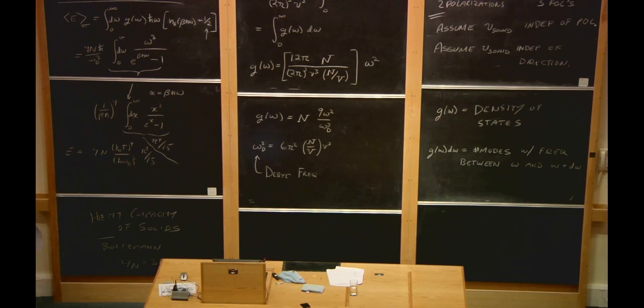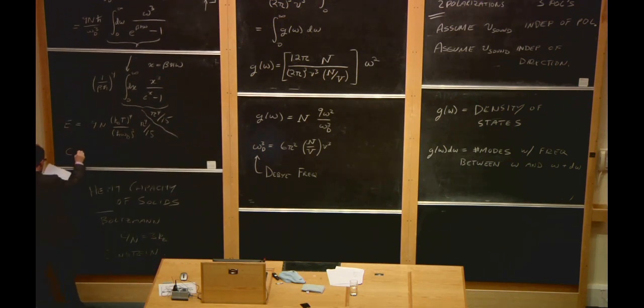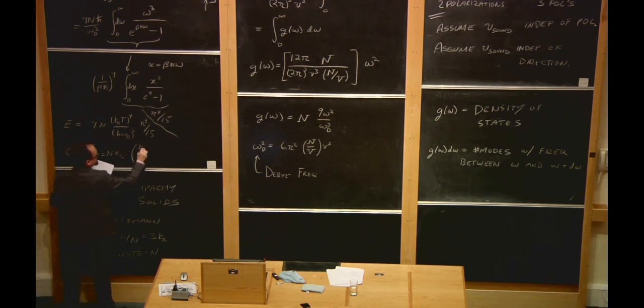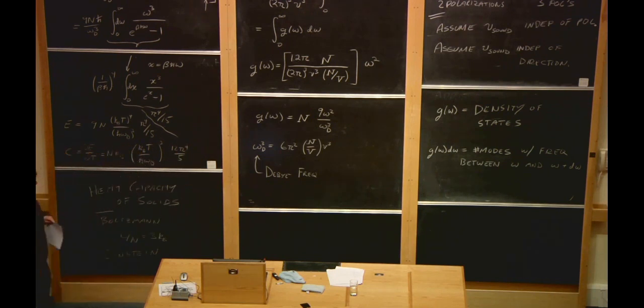Okay, good. And then, of course, we can differentiate this to get the heat capacity. Heat capacity is dE dT. And, okay, so it's N k_B, T over h bar omega Debye cubed, and then I guess 12 pi to the fourth over 5. So that's the heat capacity.